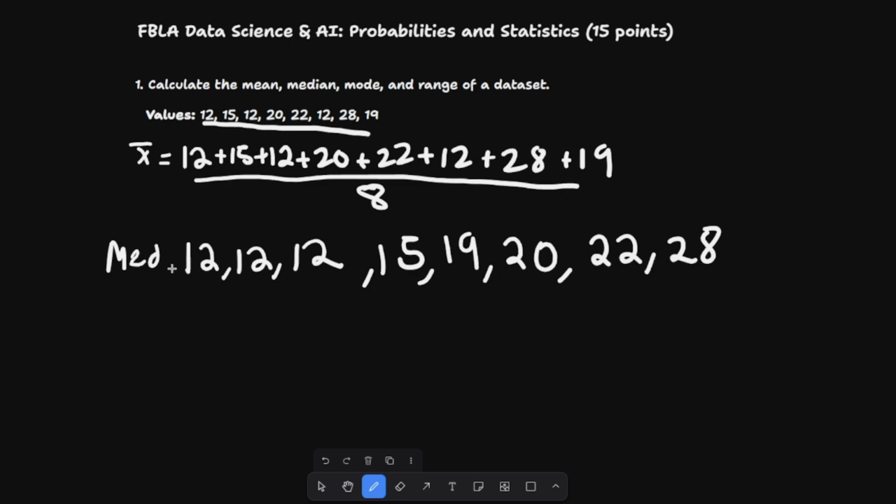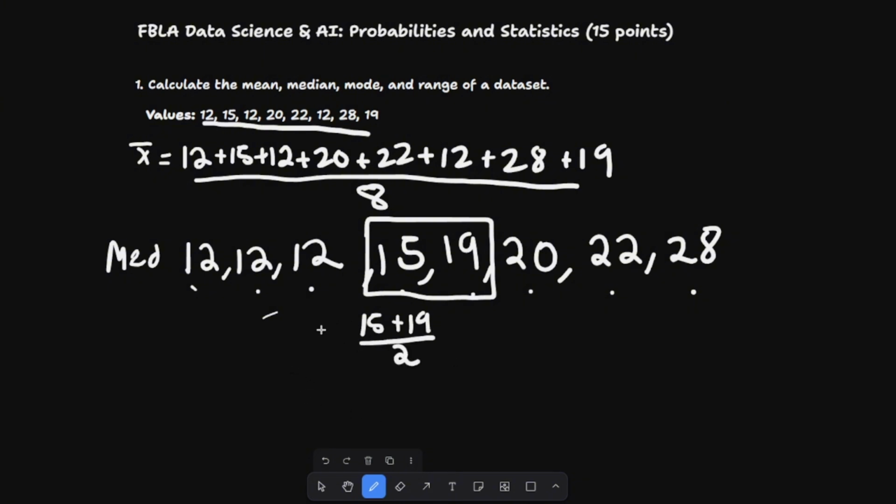Now, for the median, we need to find the center of these values. So that would be, since this is 8 values, we'd count this way. 1, 2, 3, 4. And then 1, 2, 3, 4. These two are both the center points in the data set. So what we will do here is we just add these values up. So it would be 15 plus 19 and divide by 2, which gives us the median. So median is equal to that.